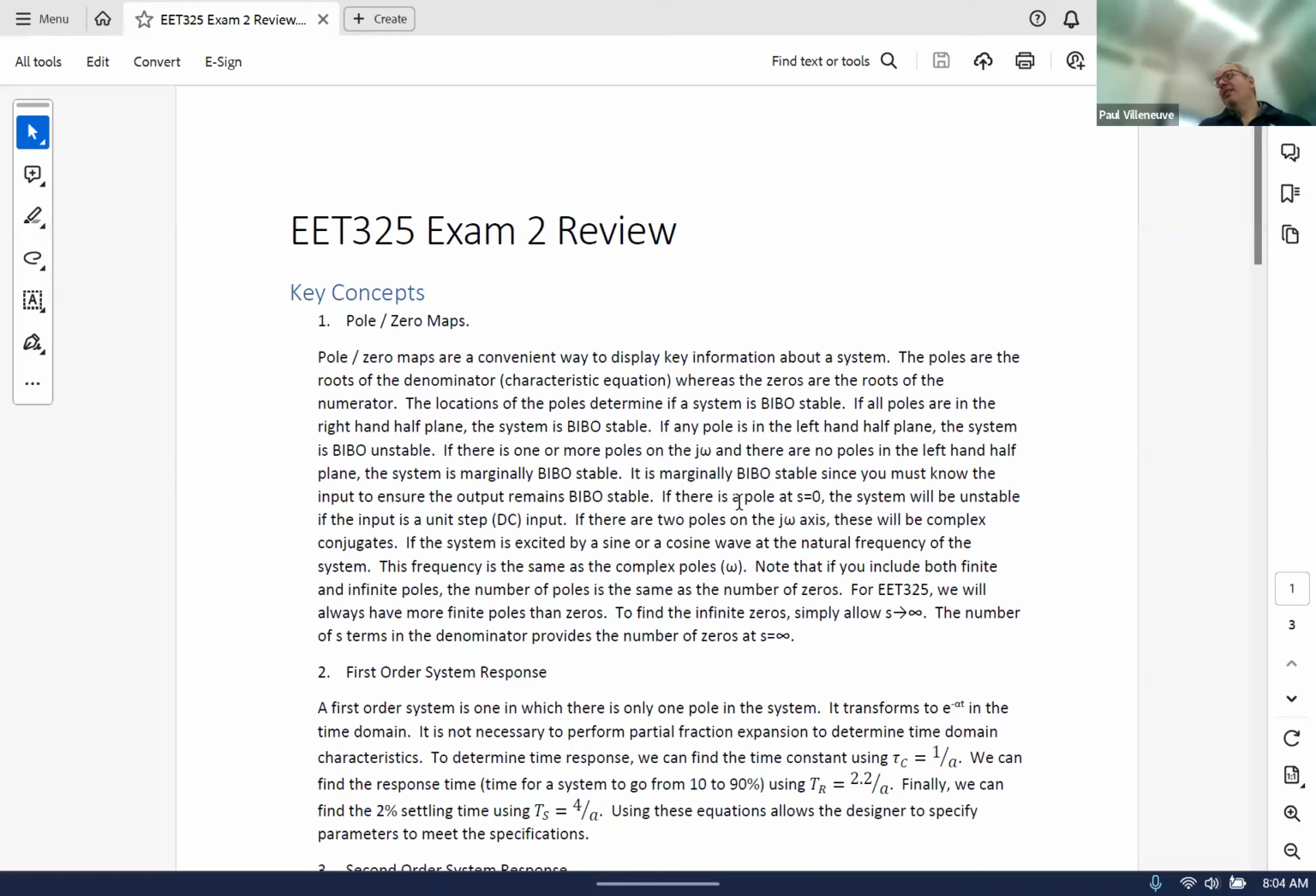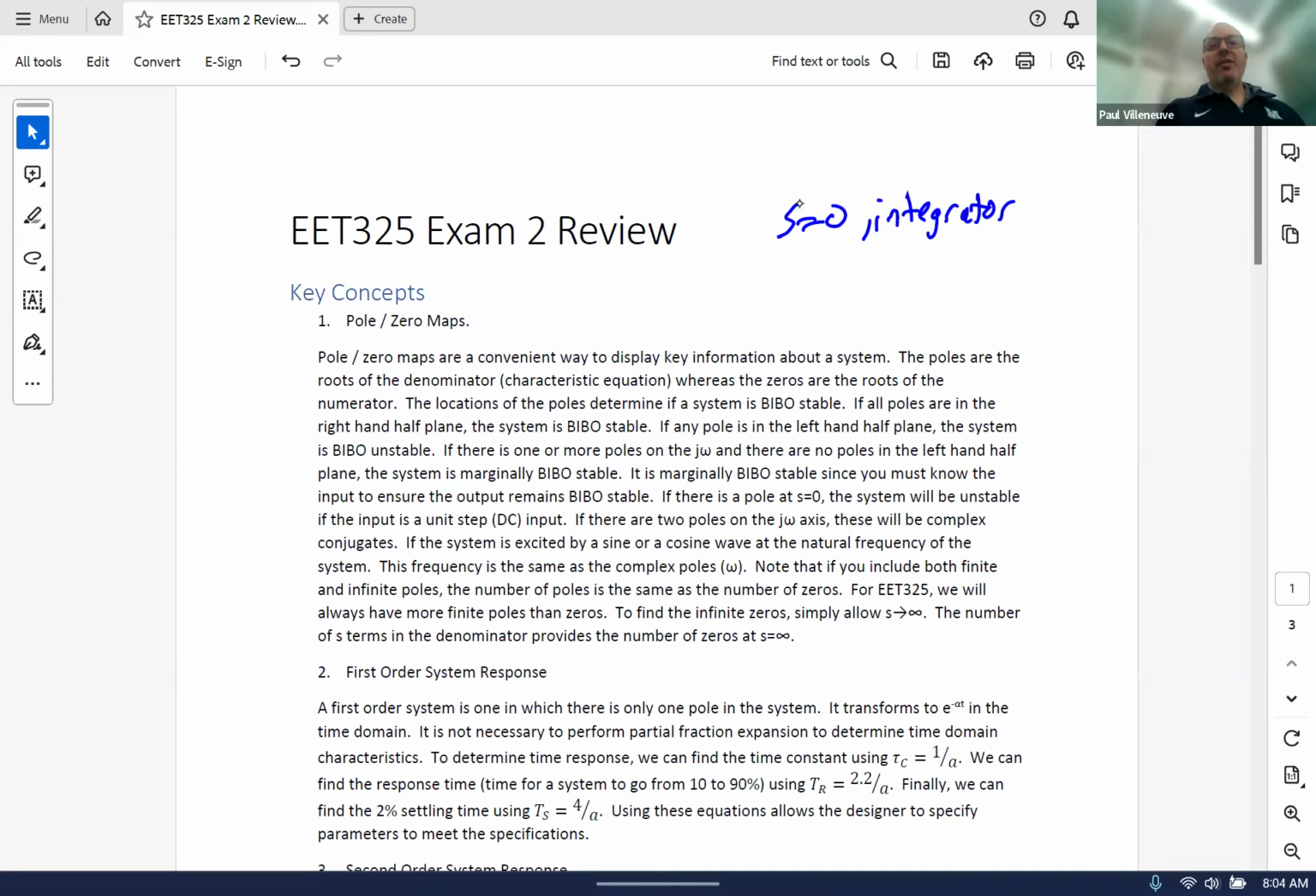And finally, if you have any pole, which means you have to have at least one, and normally you have two, on the j omega axis, then the system is marginally stable. Why is it marginally stable? Because you need to know what the input of the system is to truly determine what the stability is. If you have a pole at s equals 0, that's by definition an integrator in the time domain, which if you're integrating a sine wave or a cosine wave, no big deal, right? That's still a bounded output system.